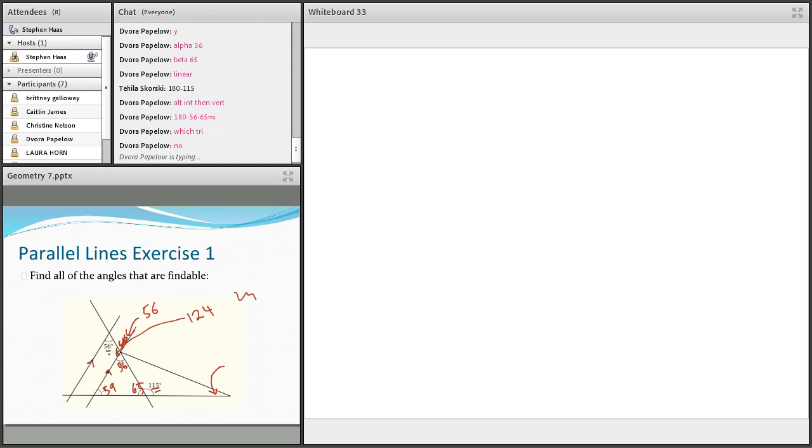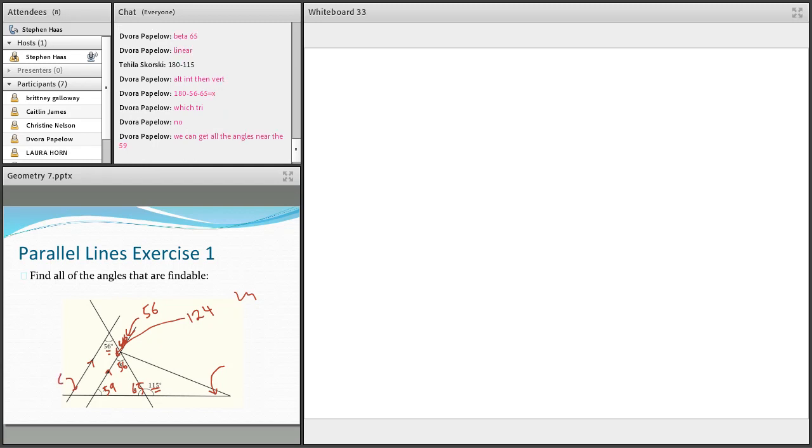Well, we can get this angle here. We'll call that angle C. Yeah, that we can get because it's in this bigger triangle, flanked by this side and this side. So the bigger triangle is 56, 65, and also 59. So this must be 59 over here as well.